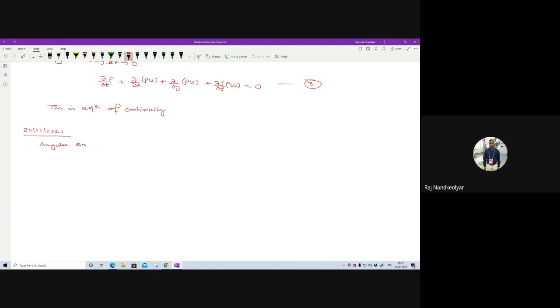Angular strain rate, or you can say that it is angular deformation. ठीक है, angular deformation.